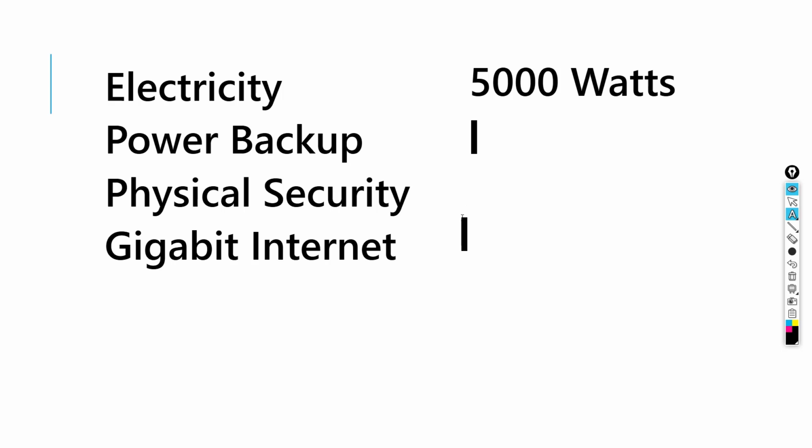Gigabit internet is not cheap. You end up paying a lot of money, and all these things you end up paying monthly. So these are the recurring costs. So here, considering one thing, you are paying a lot of recurring costs as well.